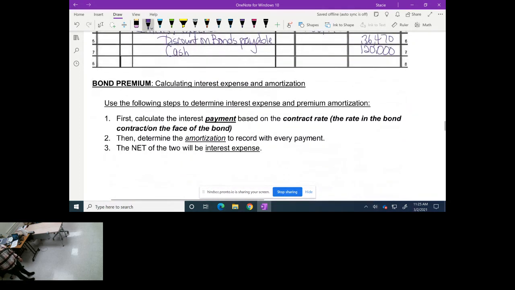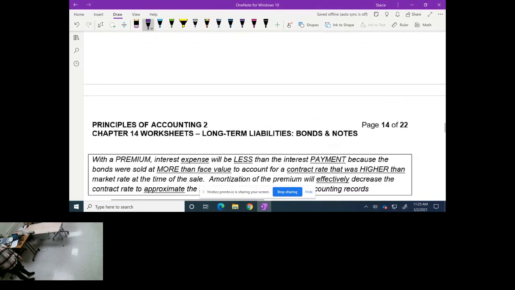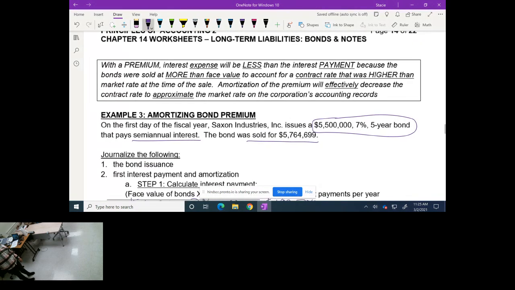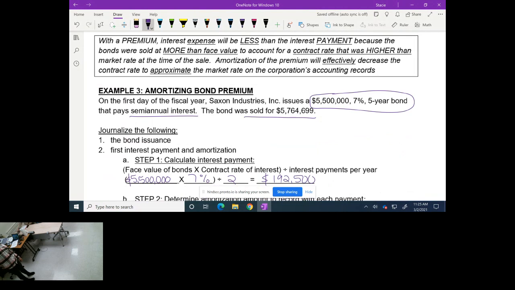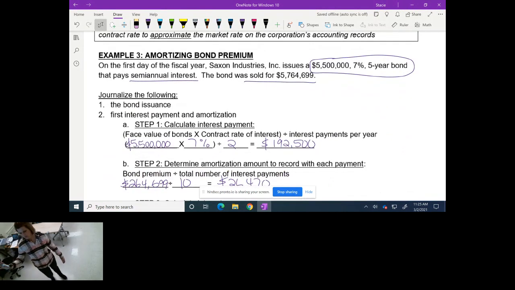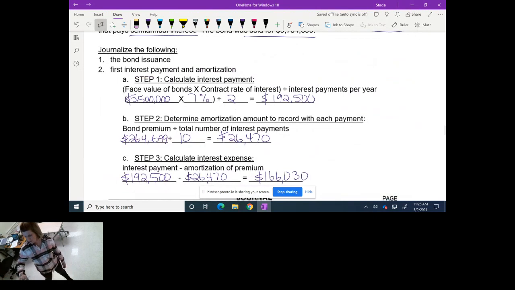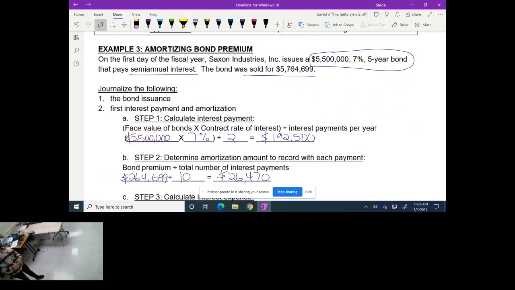So let's look at the flip side with the premium. It's going to be a little bit different. I'll erase this. All right. So let's look at it with the premium.